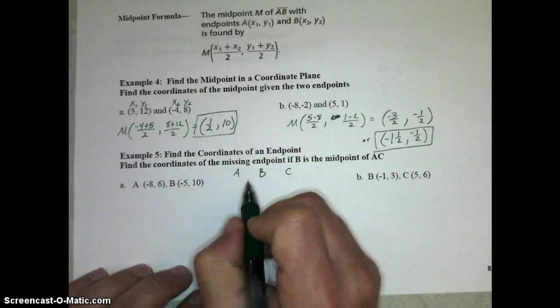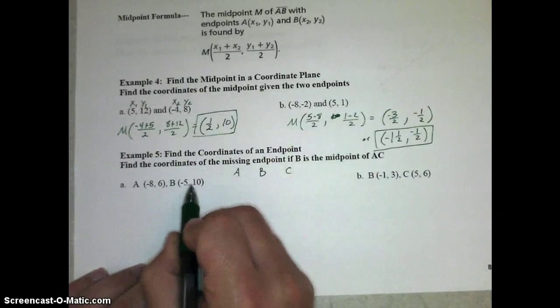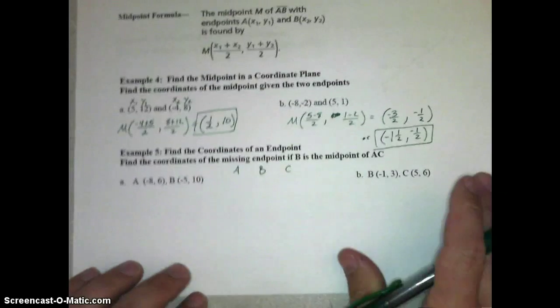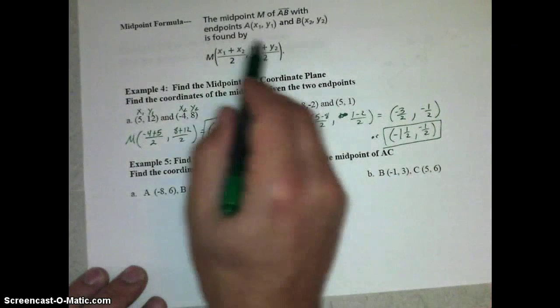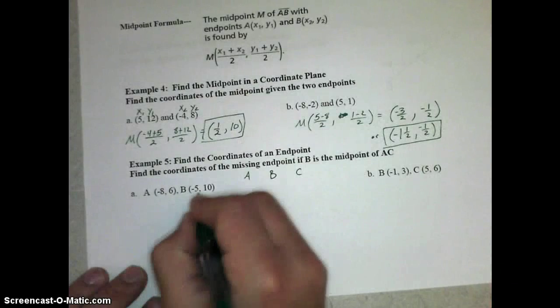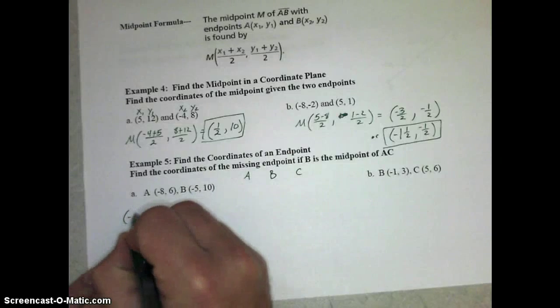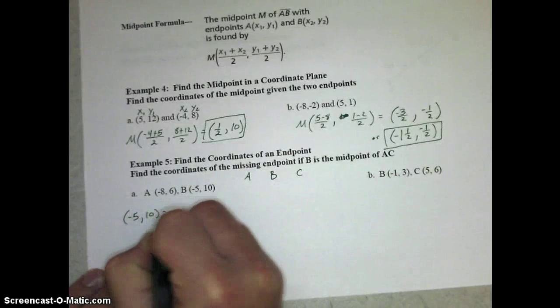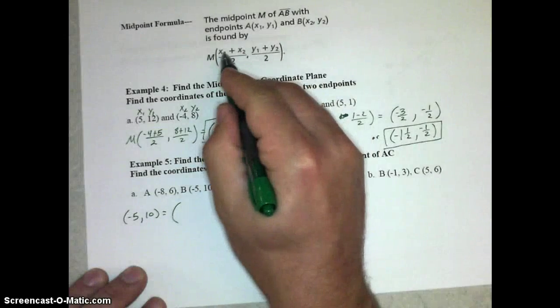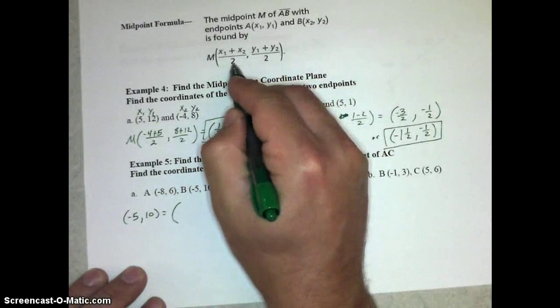Okay, remember B is your midpoint in this case. So I've given you the midpoint B here. We need to find that other point C on part A. And so here's how we do this. We're going to set up our midpoint equation. Okay, I'm going to say that the midpoint, negative 5, 10 equals x1 plus x2 over 2.